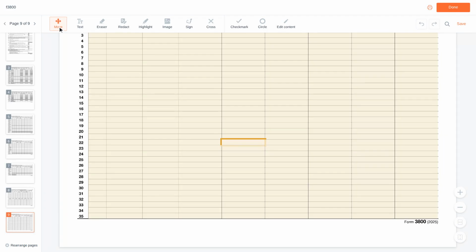Part 3 tracks the carry-forward amounts from each credit separately, because individual credits within the General Business Credit may have different carry-forward rules.